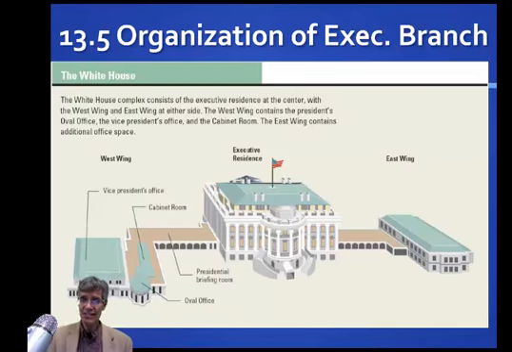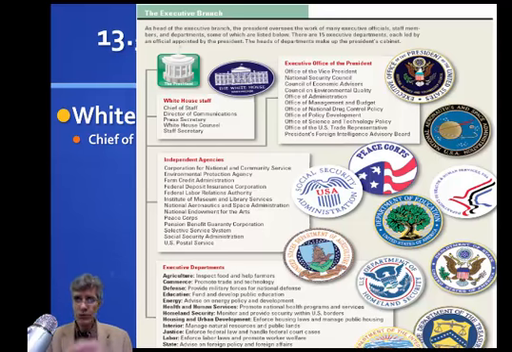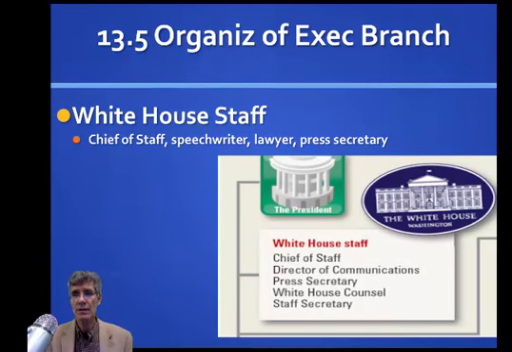The executive branch of the United States is the largest branch by far. There's way more people in the executive branch than there is in Congress or in the courts. Here's a picture of the White House, and you can see the president's Oval Office over here. That's where his office is run from, and then the cabinet room where his cabinet meets is over here. So it's called the East Wing. His close staff, he's got a speechwriter, lawyer, press secretary. This shows all of the presidential different agencies and offices, but the White House staff is just that part of it right there.